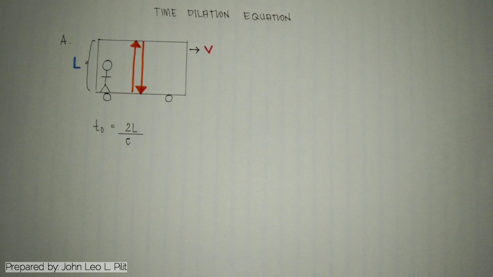Now, since you, as an observer inside the train, can observe the complete process of the light beam shooting from its original point and returning back to its point of origin, we would therefore call this the proper time.